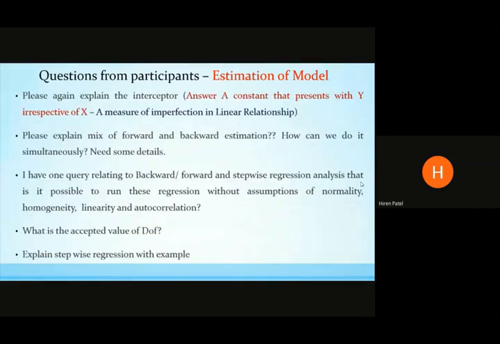Another question is, please again explain the intercept. I assume that you are talking about the intercept, that is A, right? So the answer to your question is, it is a constant which represents the value of Y irrespective of X.